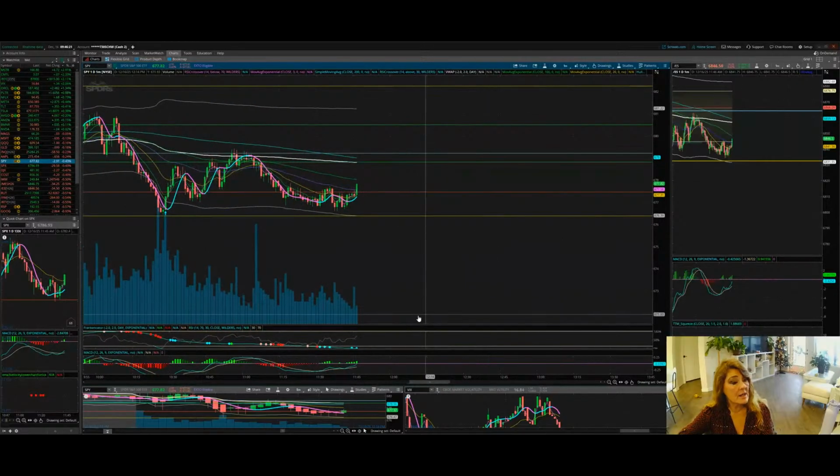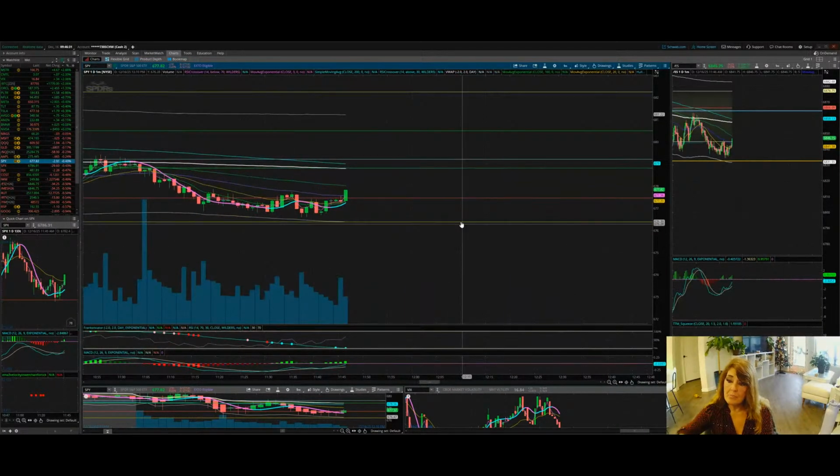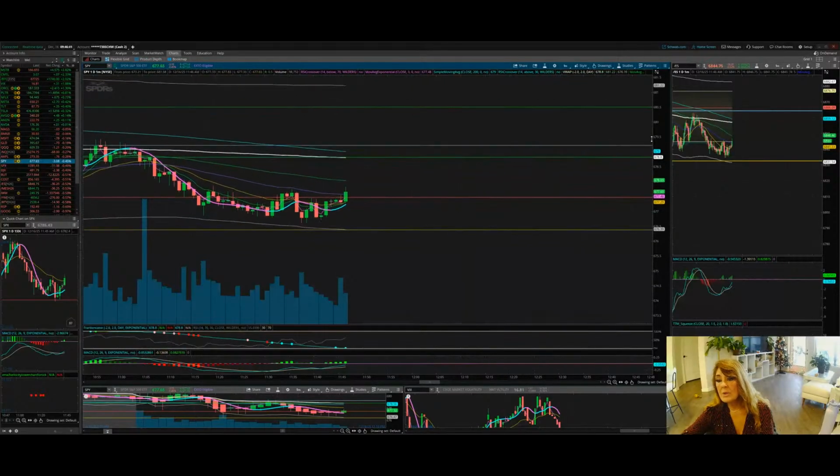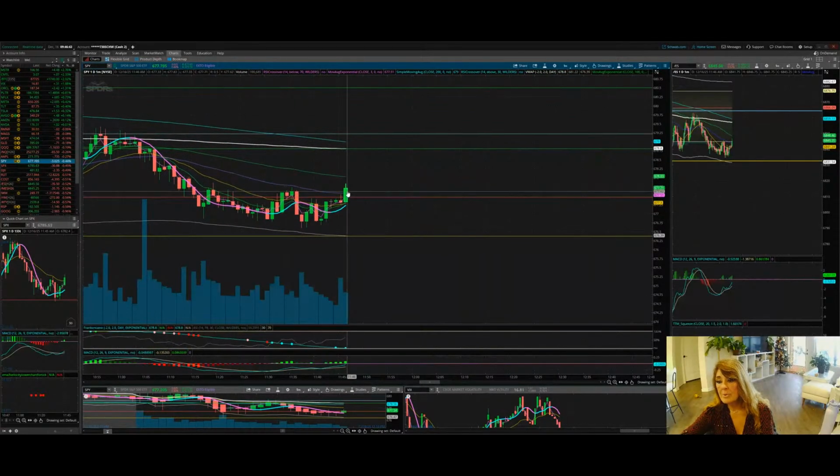But right now we are getting a nice push here. So could we consider a call? Maybe. Let me zoom in. This is only the first candle to push through. So I would want to see this candle close above and then a new candle open and a continuation of the push. Can we get that? Let's see what we get.